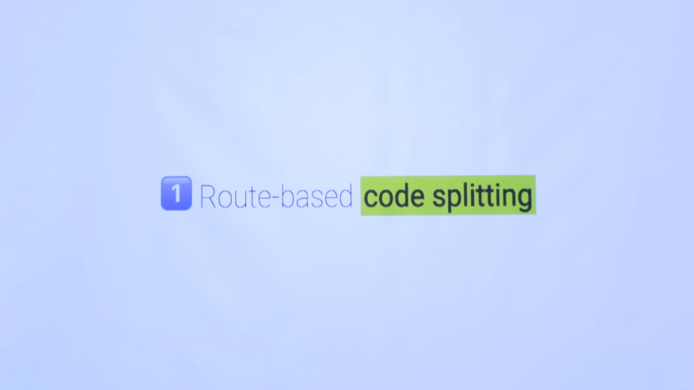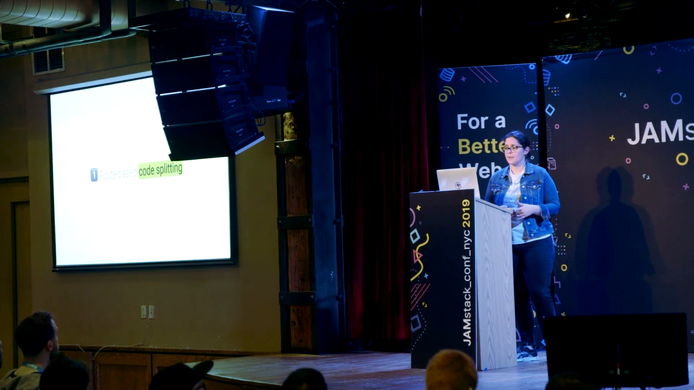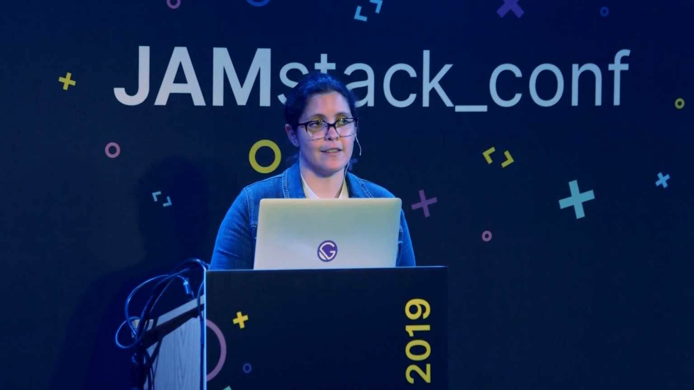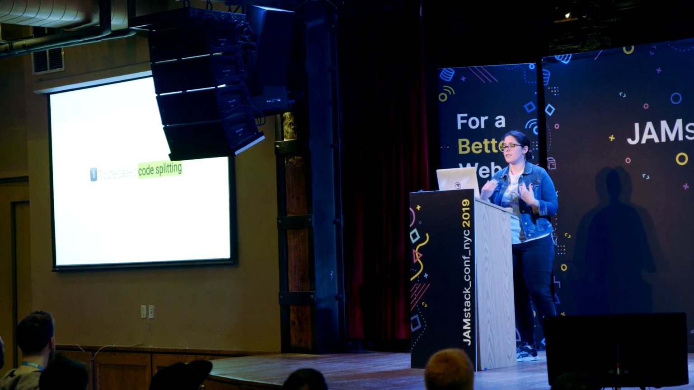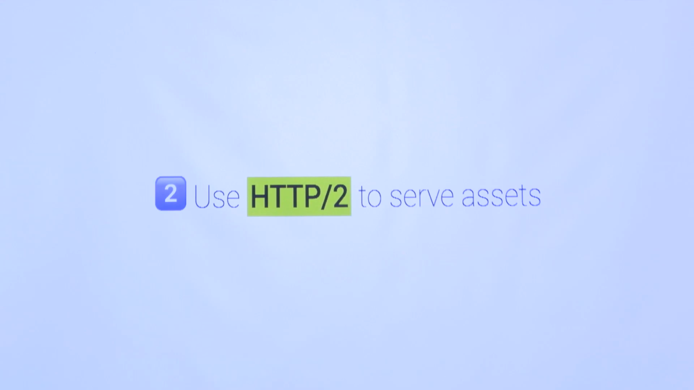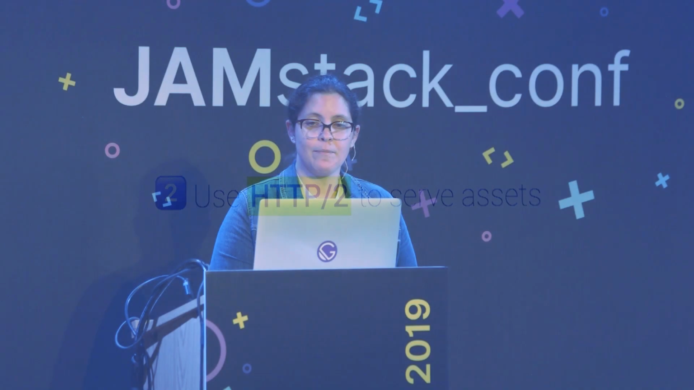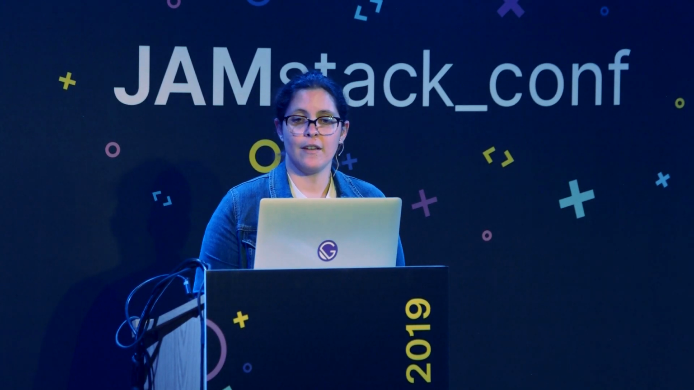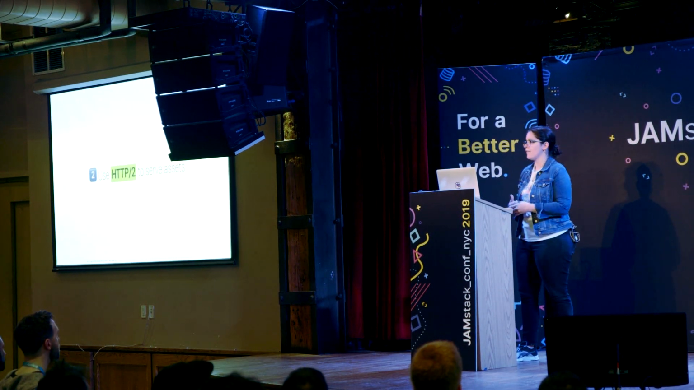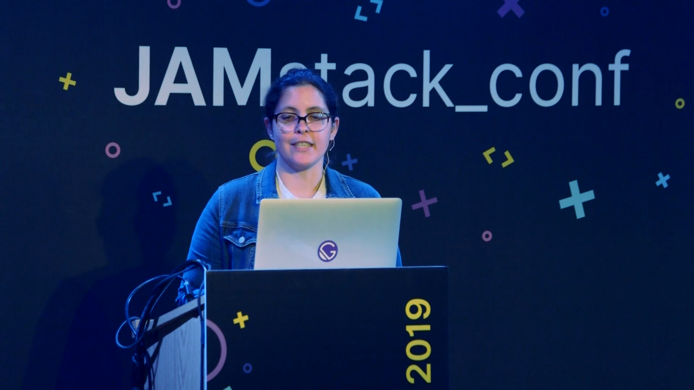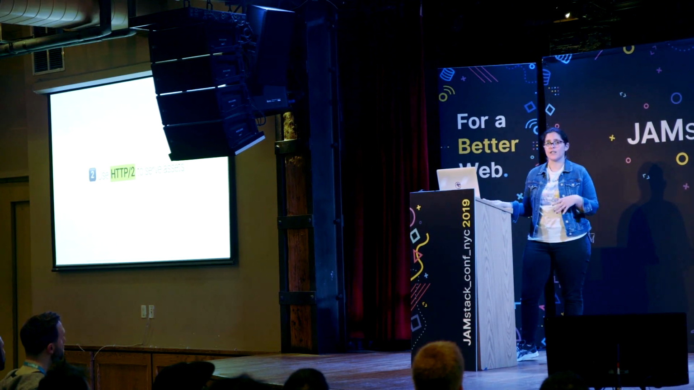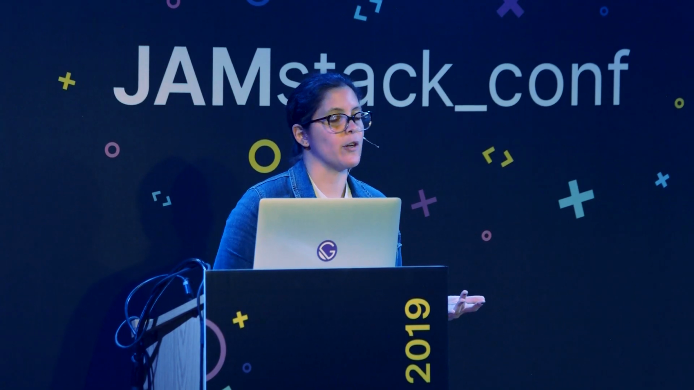First, route-based code splitting. We create smaller bundles for specific routes and shared bundles for common code. It allows us to fulfill only what the user needs at the time they need it. And Gatsby takes care of this under the hood by default. Second, use HTTP2 to serve assets. Aside from being a mouthful, HTTP2 is a major revision of the HTTP network protocol. It leaves the semantics of HTTP intact, but modifies how the data is formatted and transported between the server and the client to make the request-response cycle more efficient.